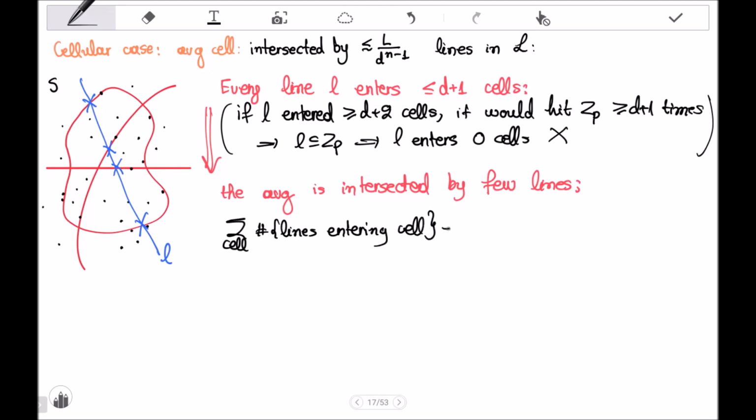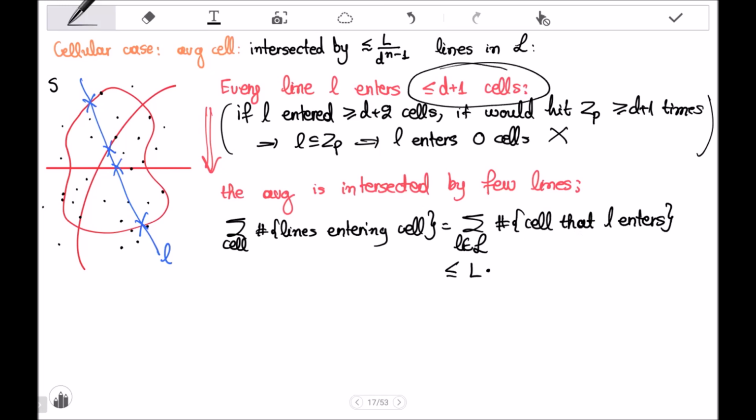And you count in another way. This is the same as adding, over all lines in your family, the number of cells that the line enters. And we have a bound for this quantity from above. So this is at most the number of lines times the cells that a line can enter, which is D plus 1. So in total, we get at most twice L times D.